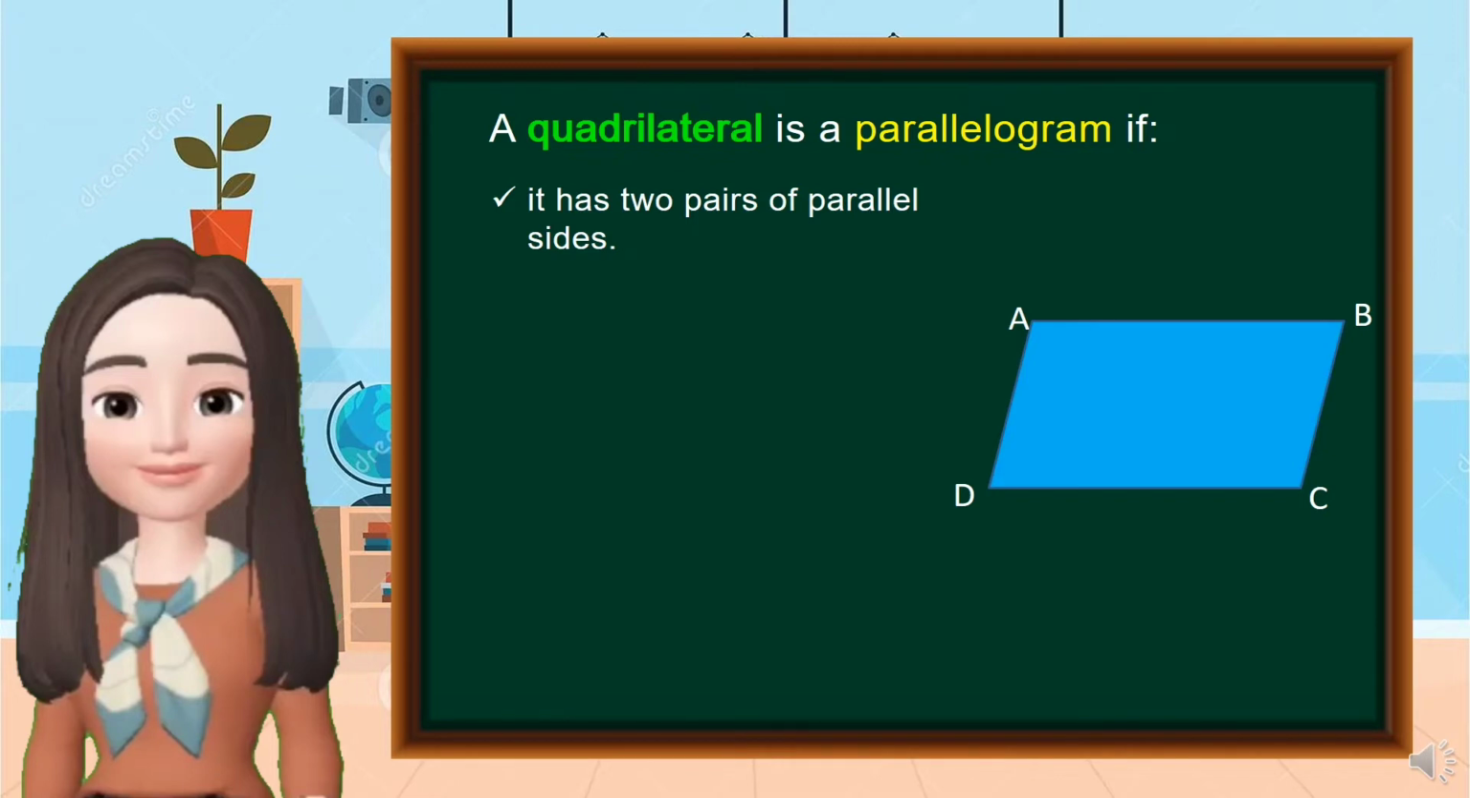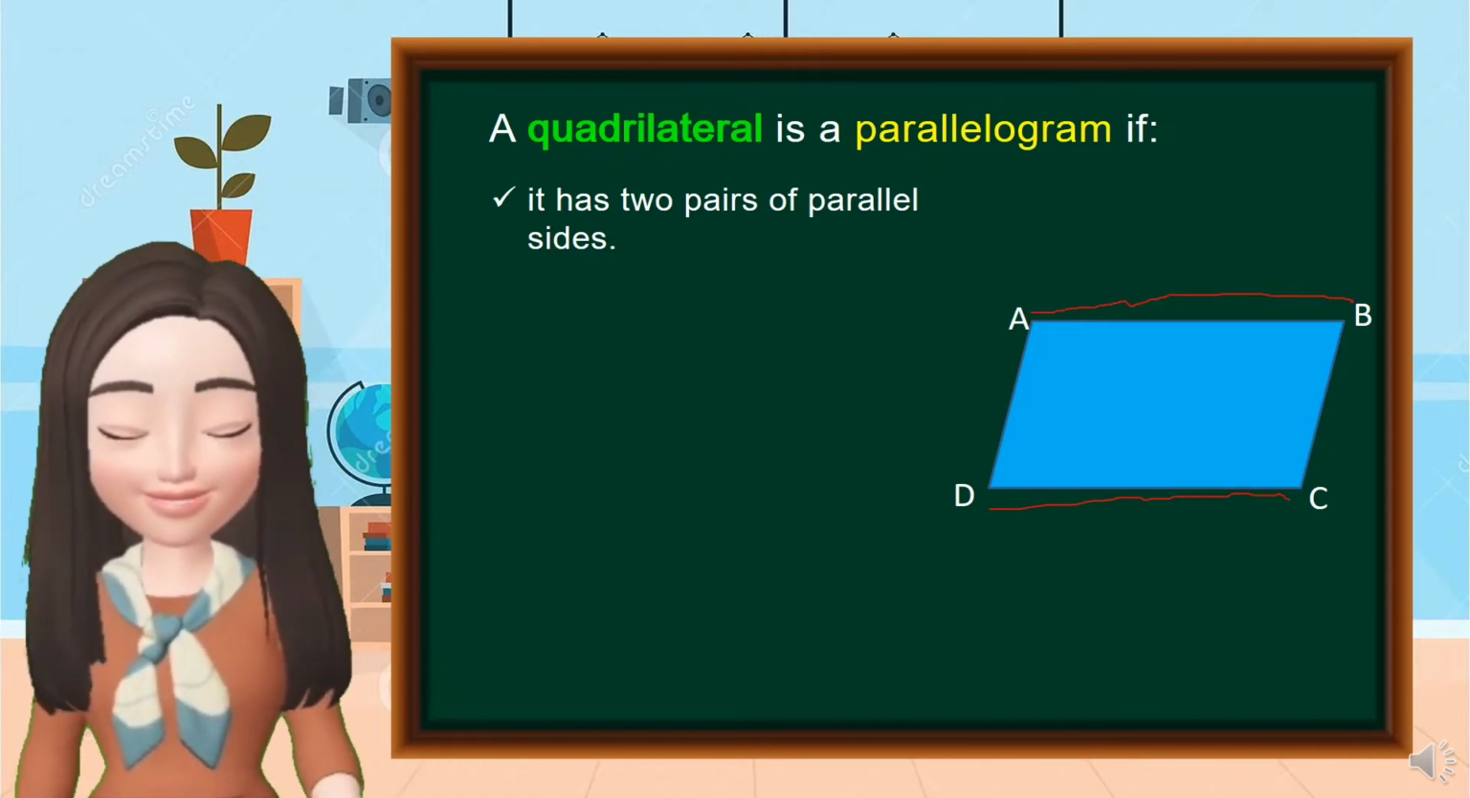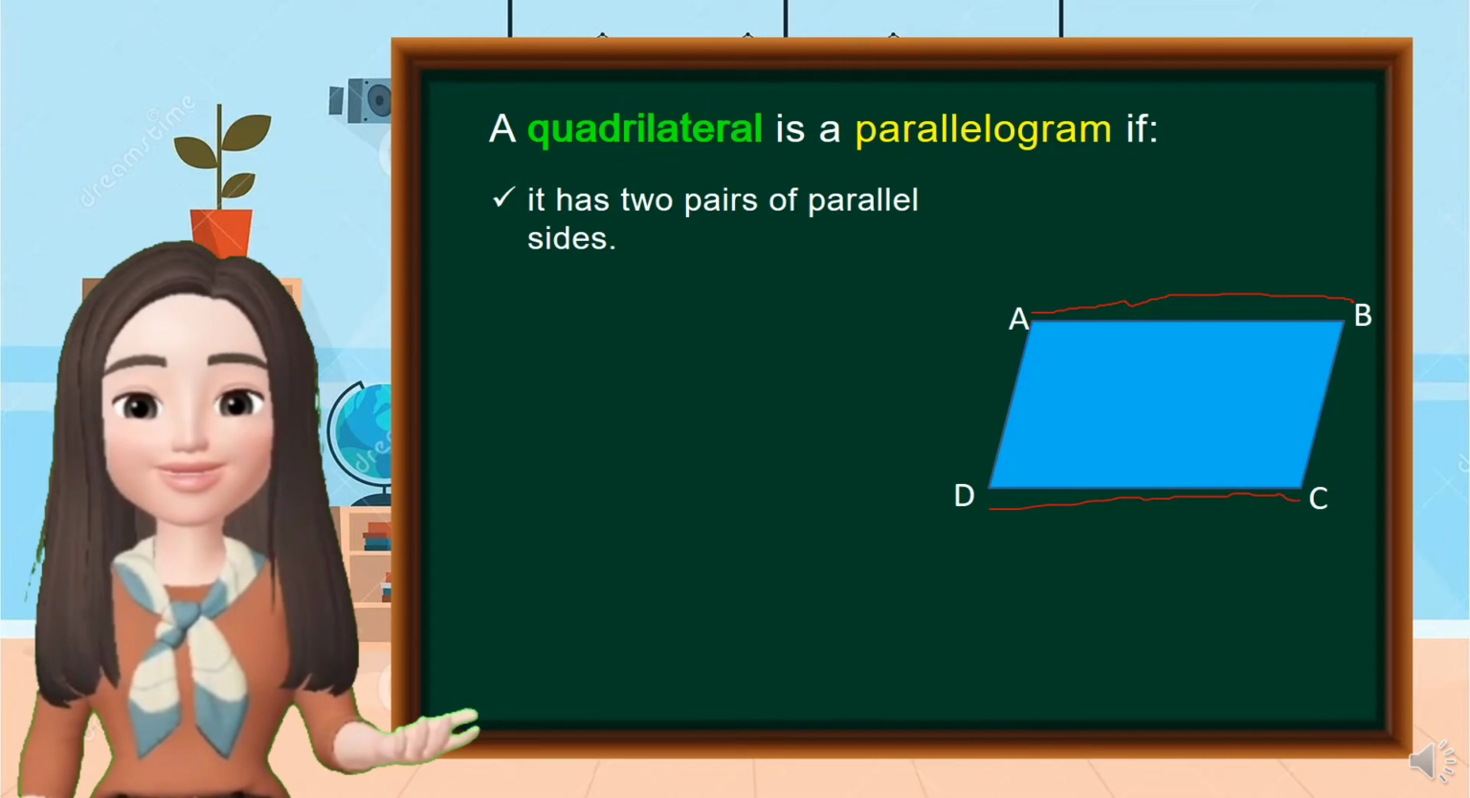Alright? So, here, the parallel sides ay ating side AB and side DC. And another one is side AD and side BC. Okay? So, these are the parallel sides.